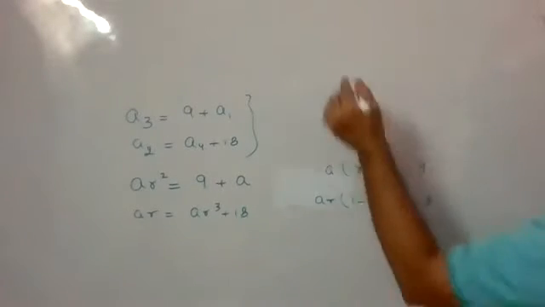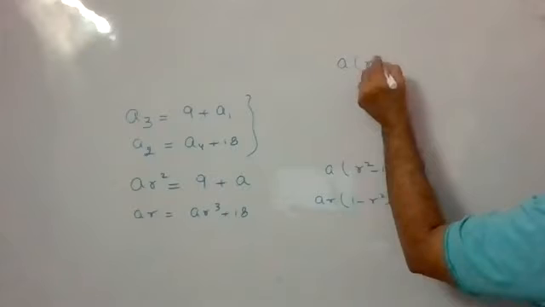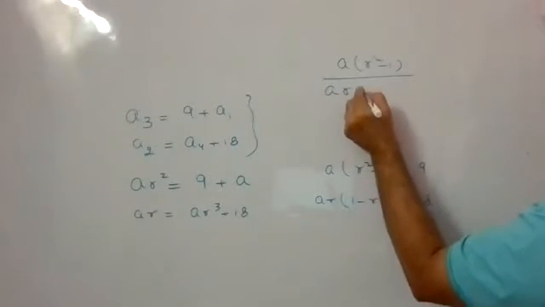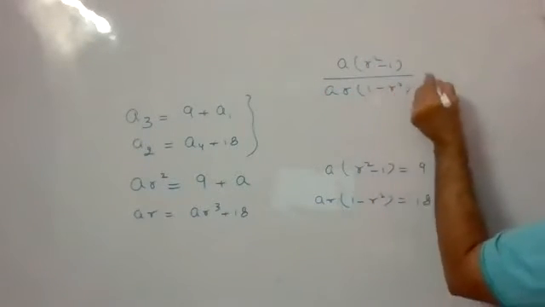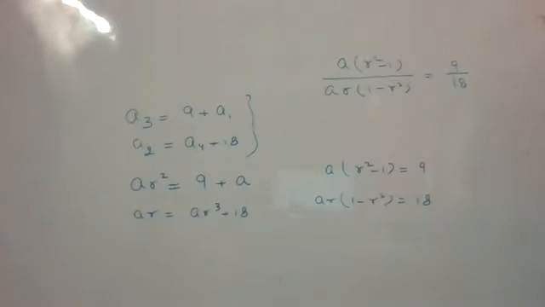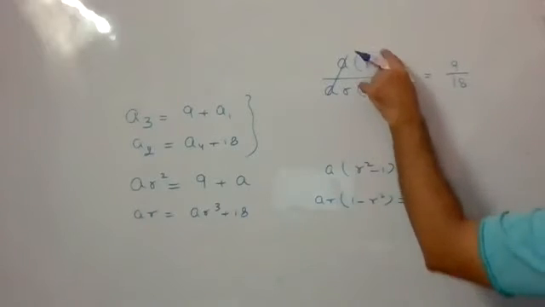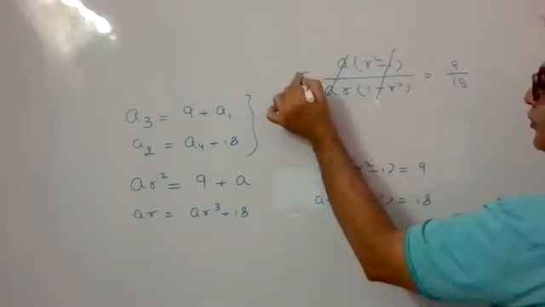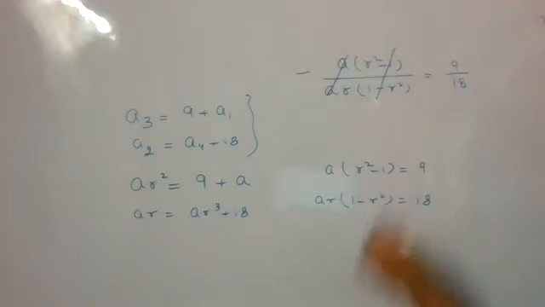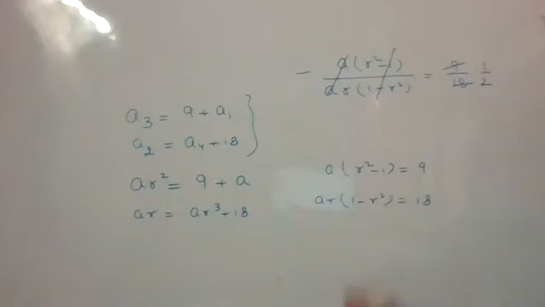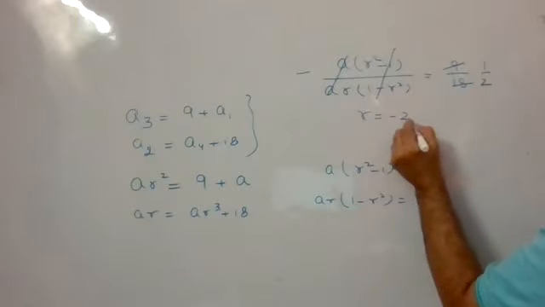And now if I divide them, it will come AR square minus 1 by AR into 1 minus R square is 9 by 18. This A clearly gone. These two can cancel out, then only minus sign is the difference. So we will cancel it and put it minus here. 9 2s are 18, so 1 by 2 is here. So R is clearly come out to be -2.